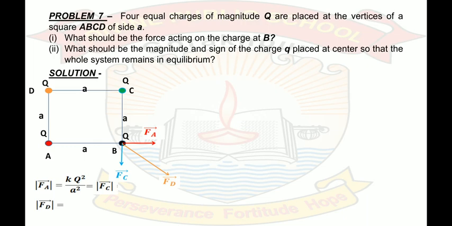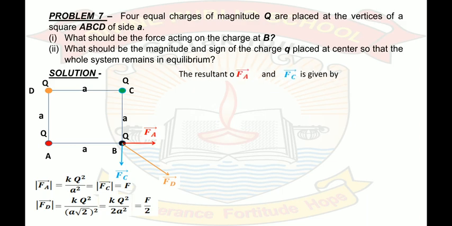Now the magnitude of Fd will be equal to kq squared upon (a root 2) whole squared. a root 2 is the length of the diagonal. So it is kq squared upon 2a squared. Now if we write it in terms of F, it becomes F by 2. Okay, now just see the resultant of Fa and Fc. Fa and Fc are perpendicular to each other and their magnitudes are equal.